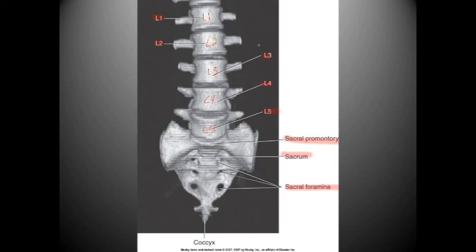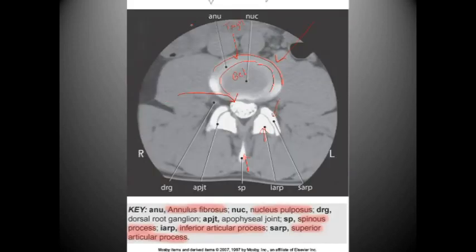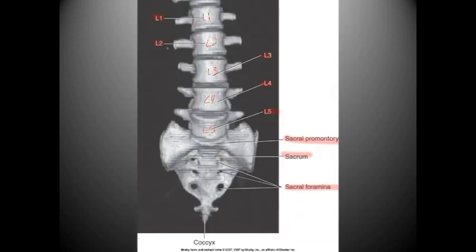So looking at this, we have the body, which we're seeing. We're looking at the anterior-posterior, or AP, view, and we have the transverse process here.